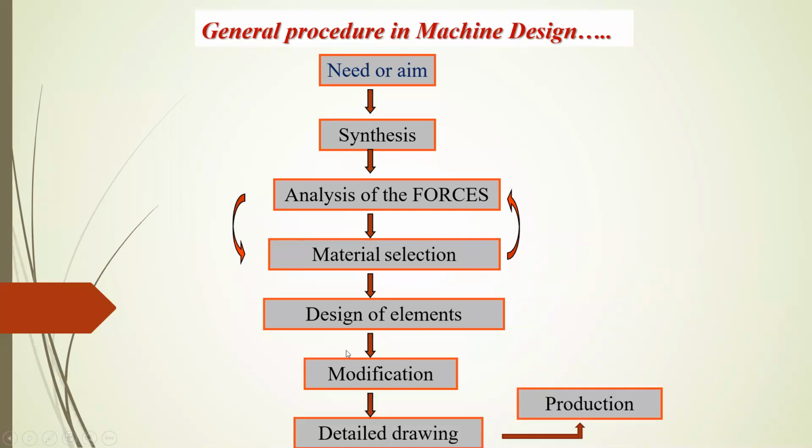And then after modification is done, we have to complete the detailed drawing of the object so that it can be manufactured. And then we will go to the production team. So this is the basic procedure we discussed here.